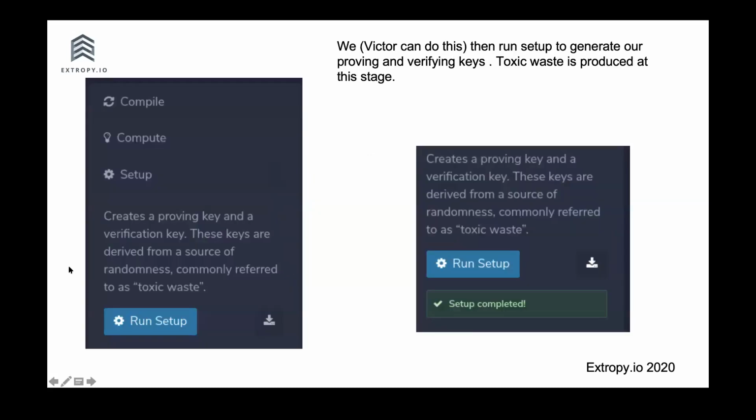The next thing we do then is to run the setup. So this produces our keys, our proving and our verifying keys. The verifier needs the verifying key to set up the verification part. The prover needs the proving key to generate the proof. And at this stage, we have the toxic waste produced. So you have to be aware and be careful that it's not leaked anywhere. So you just click run setup and it should complete.